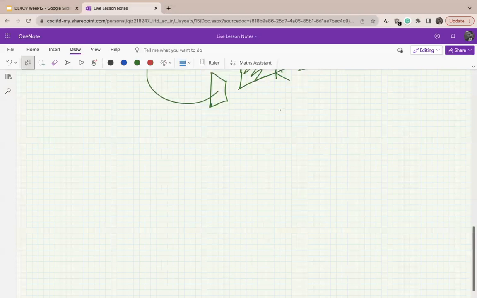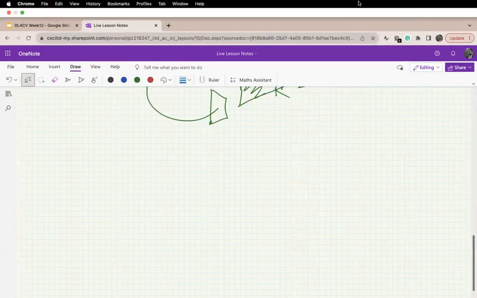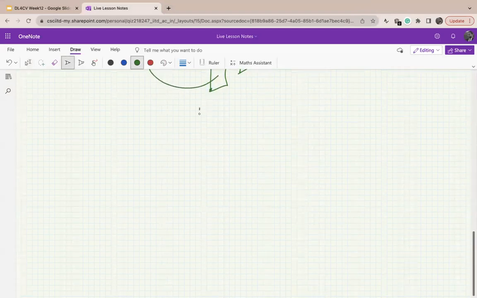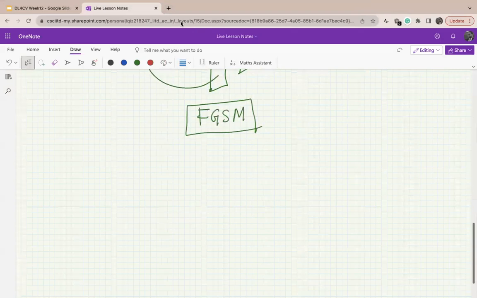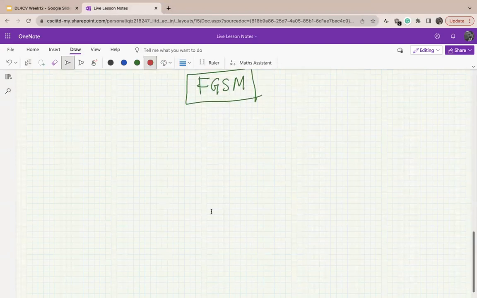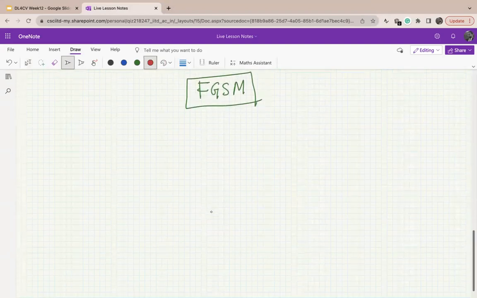Okay. So getting back to our discussion, FGSM. Understanding FGSM is much more important than understanding PGD, because PGD is just an extension of FGSM. So let me start by discussing FGSM.